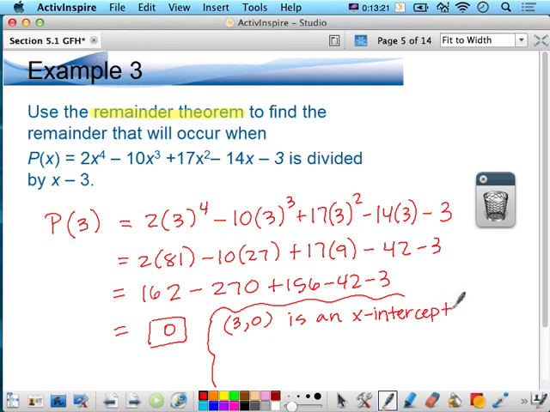It also means that positive 3 is what we call a 0, sometimes also called a root or a solution. Any number that makes the equation equal to 0 is called a 0, a root, or a solution. So we know that positive 3 is a root or a solution, and those are going to become important much later on in this section. The final thing we know is that when I divide by x minus 3, the remainder is 0, which means that x minus 3 is a factor of our polynomial.